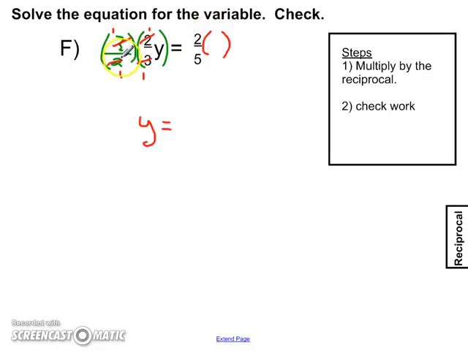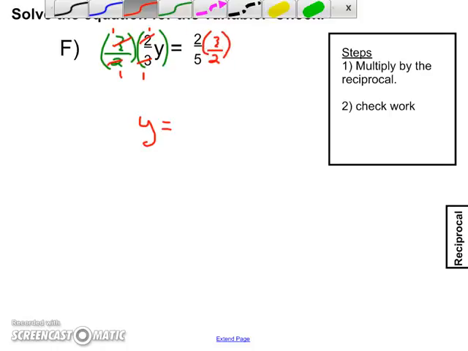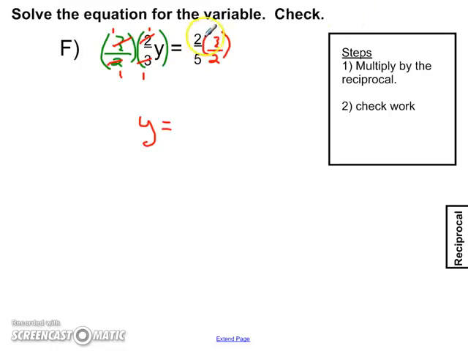So if I'm going to multiply by 3/2 on the left hand side, I'm going to multiply by 3/2 on the right hand side. And I am going to cross simplify where I have the options. So the 2's will simplify. That will take care of it. 3 times 1 is 3. 5 times 1 is 5.